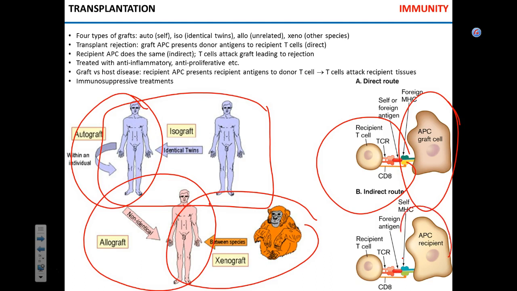Or the same situation can be when recipient dendritic cell will present a part of the graft to its own T cell. So basically, in a nutshell, your immune system, specifically your adaptive immunity, recognizes the graft as foreign and starts to destroy it. And the only way to treat it is immunosuppressants. Okay? And this is why we closely match people based on, it's called HLA profile, human leukocyte antigen. Basically, what kind of MHC people have. The closer your major histocompatibility complex proteins are, the better the match.